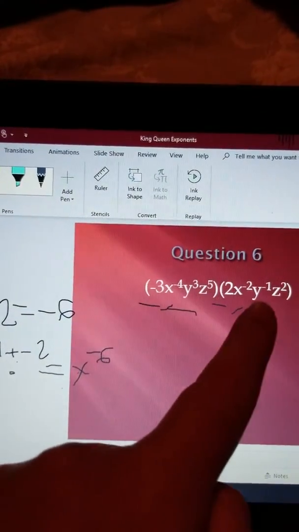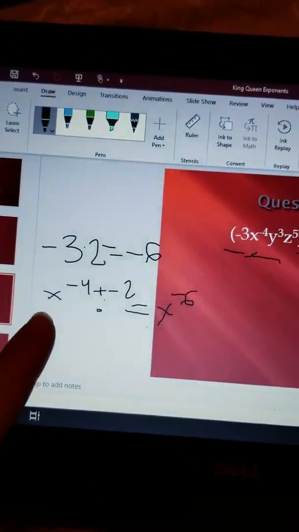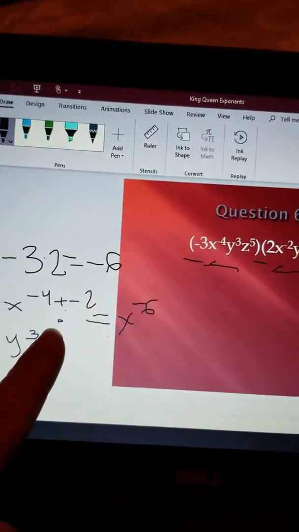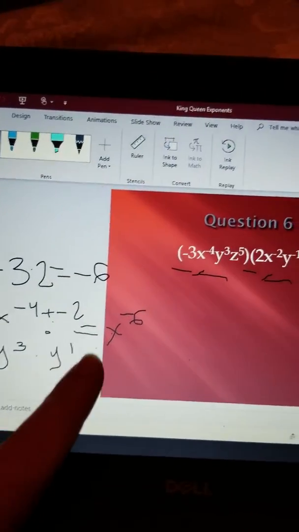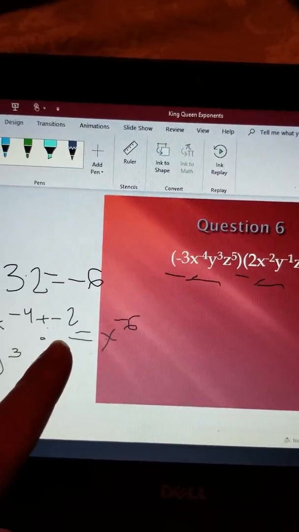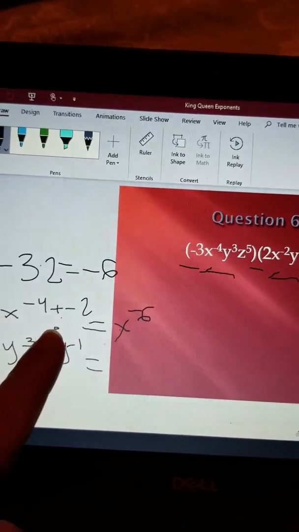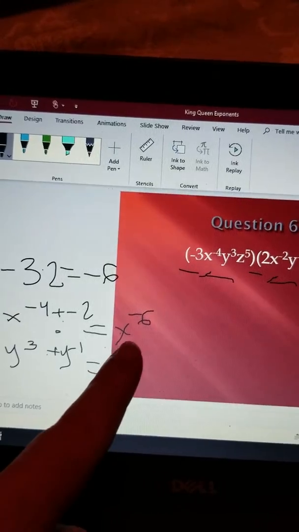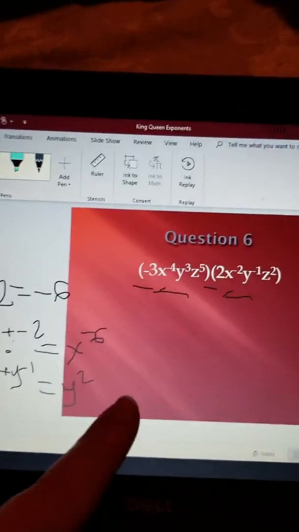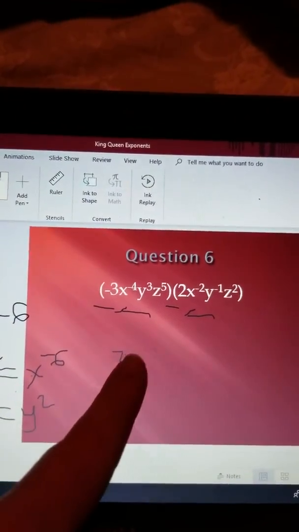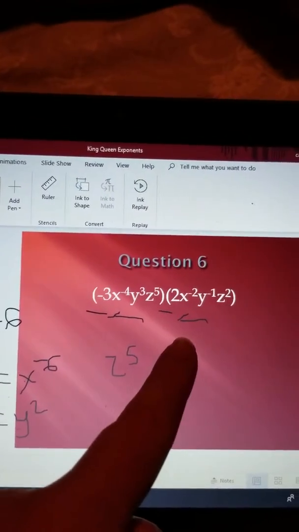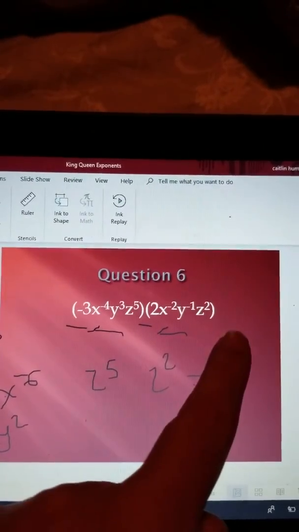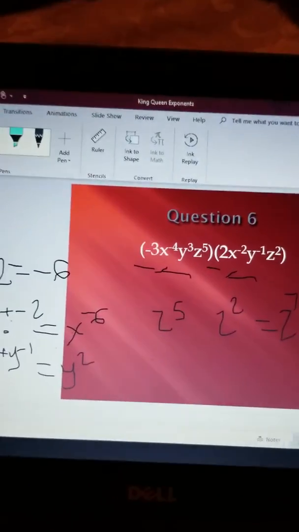All right. We then have our y's, and that is y to the 3rd times y to the 1st. And pardon me, that is a -1. So again, if we take 3 and we add -1, we're essentially subtracting 1 from 3 and we get y to the +2. And lastly, we have z to the 5th times z to the 2nd, which gives us z to the 7th. All right, so now we have our 4 components.